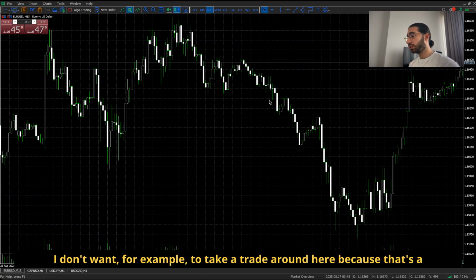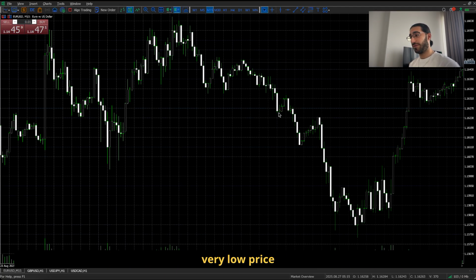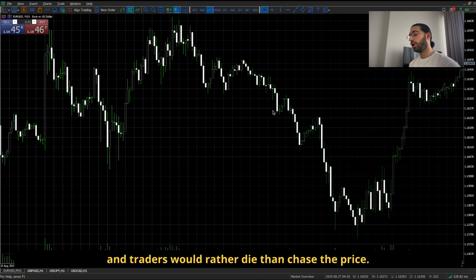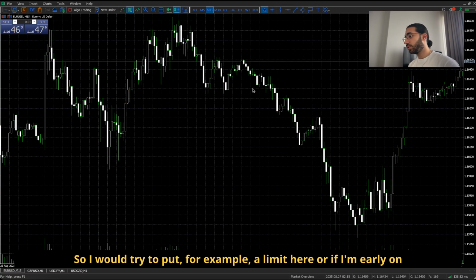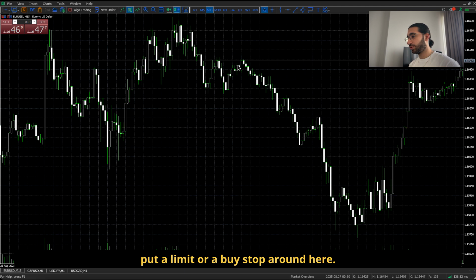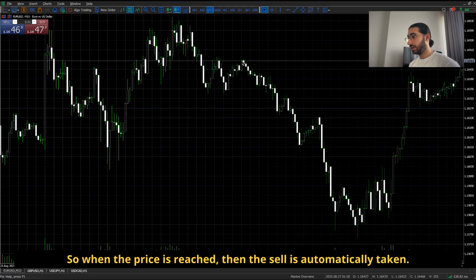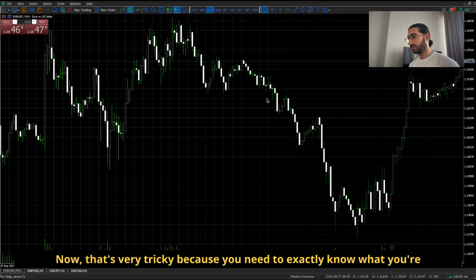I would see this move going down. I don't want, for example, to take a trade around here, because that's a very low price, and traders would rather die than chase the price. So I would try to put, for example, a limit here. Or if I'm early on this move, I would put a buy limit or a buy stop around here. So when the price is reached, the sell is automatically taken, right?